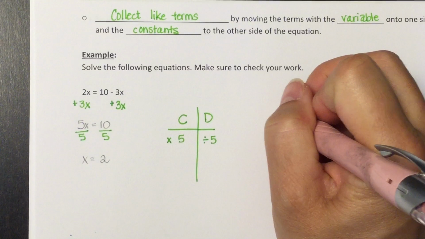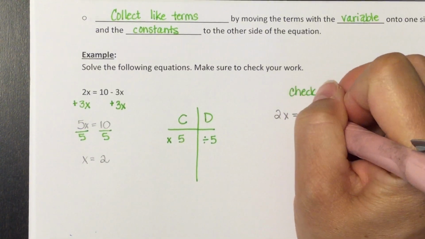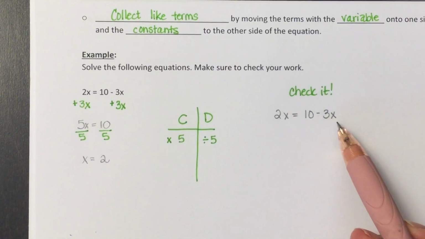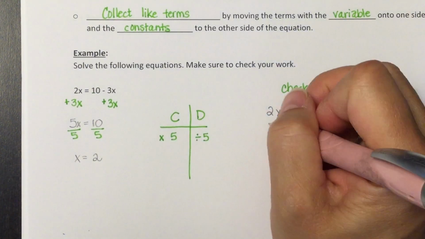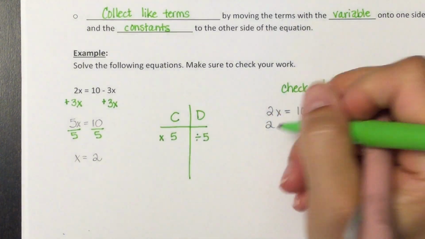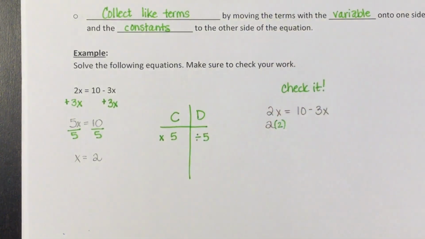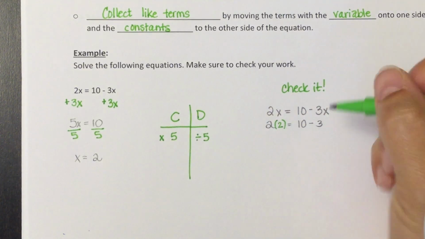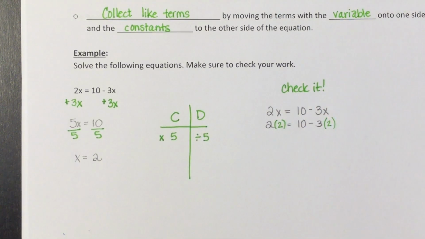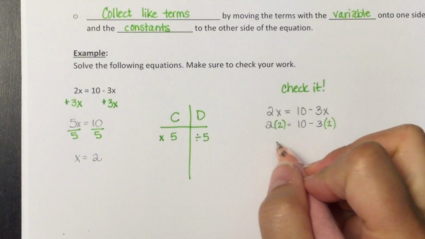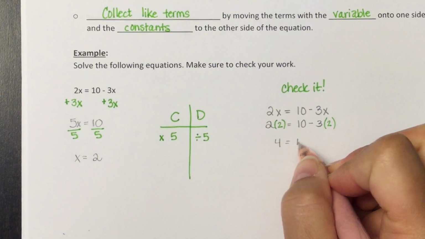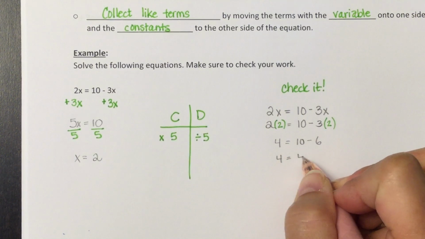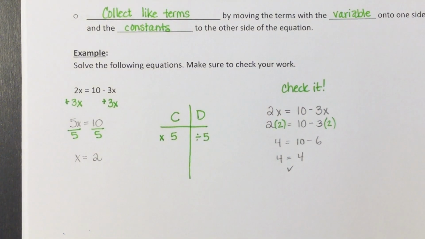So I'm going to start with 2x equals 10 minus 3x. Wherever I have x, I'm going to replace it with 2. So 2 times 2 equals 10 minus 3 times 2. On the left side we get 4 equals 10 minus 6. 4 equals 4. Oh, that is so satisfying.